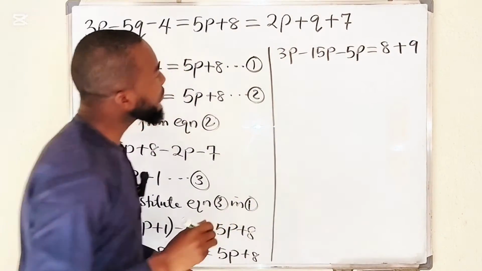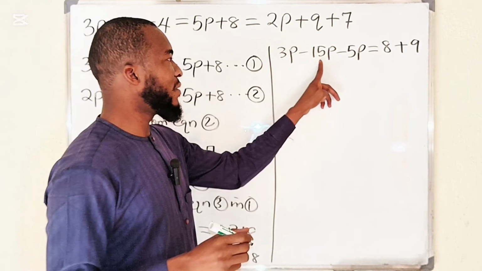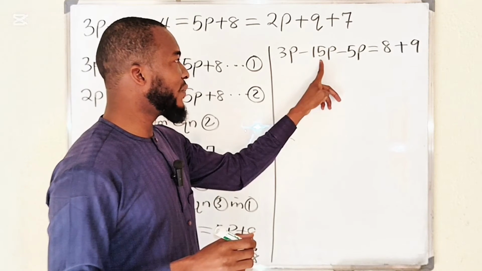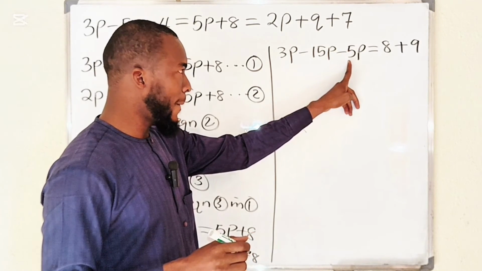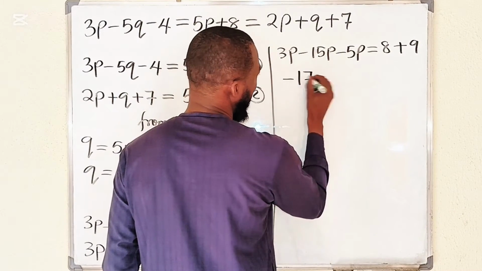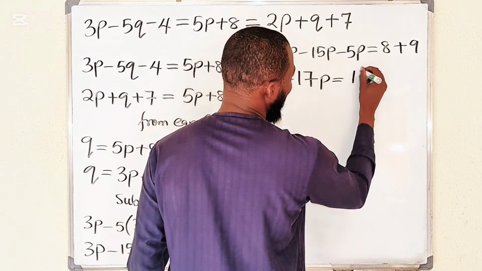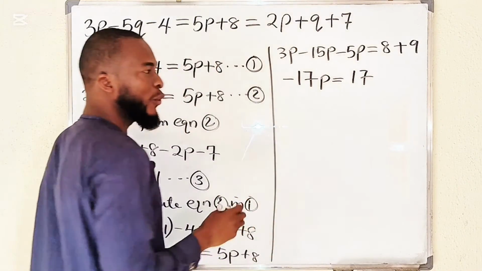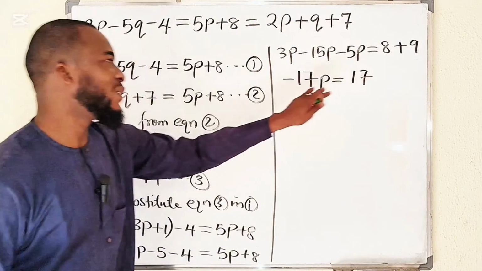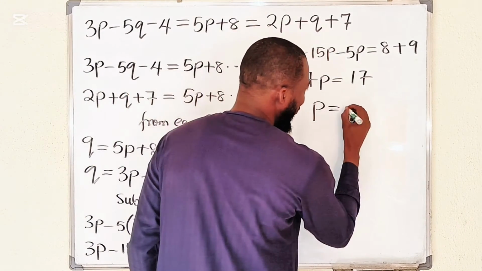All right. So this minus that will give us negative 12, right? Negative 12, negative 5 is negative 17. So this is negative 17p equals, this plus this will give us 17, exactly. So to solve for p, we are going to divide both sides by negative 17. So 17 divided by negative 17 will give us negative 1, and hence p is equal to negative 1.